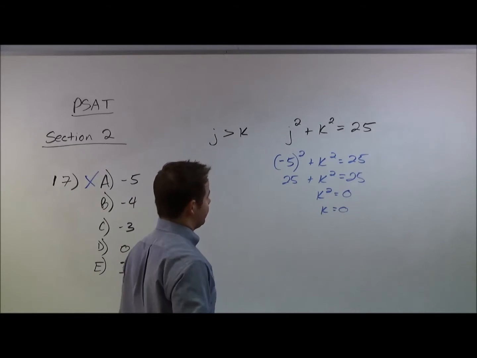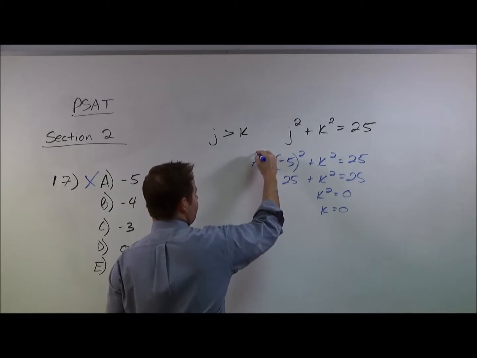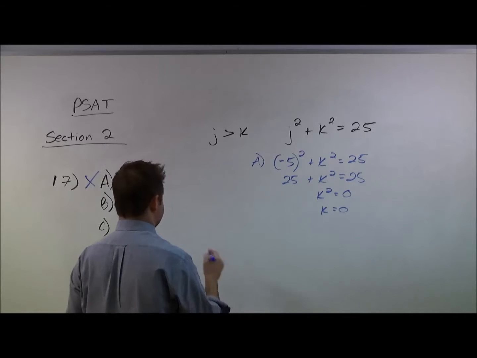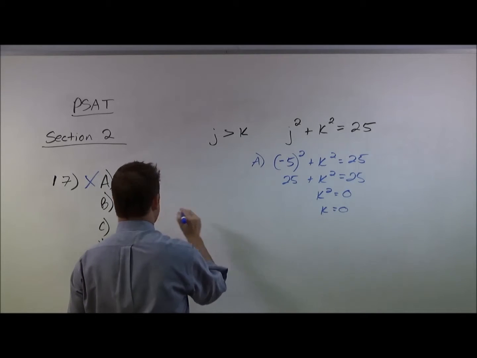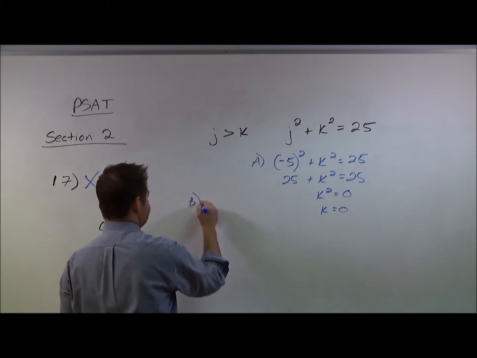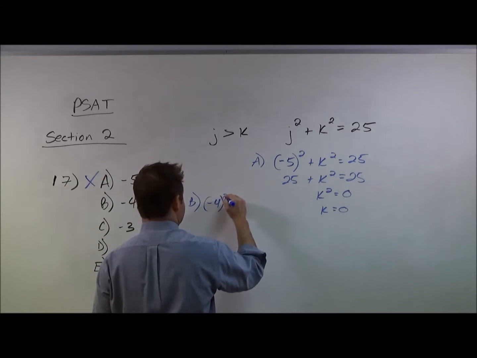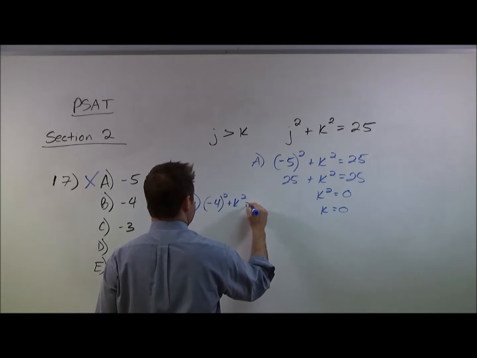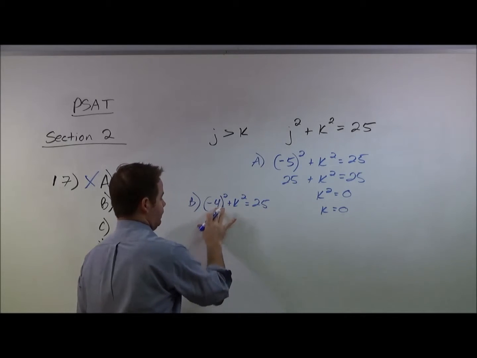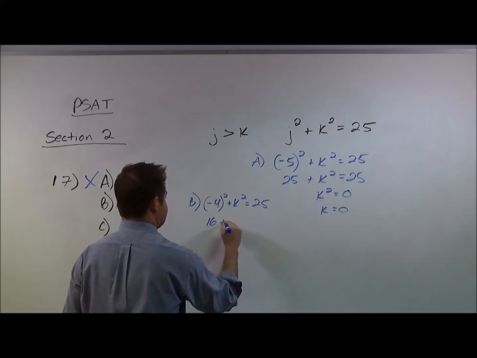That one's not going to work out, and I'll leave the work up here for a sec while we go through answer choice B and test that one. So B says that J is -4. All right, let's try that one out. -4 squared plus K squared equals 25. -4 times -4 is a positive 16.